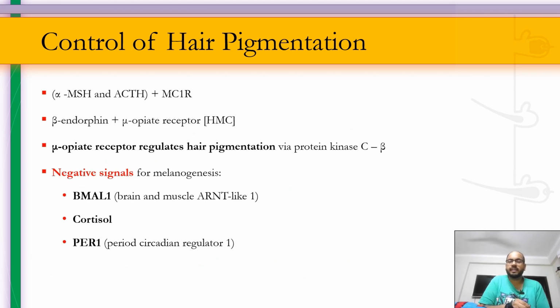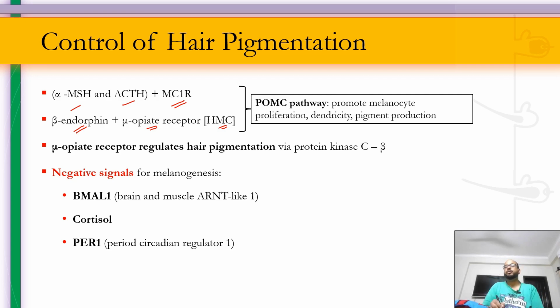Now, alpha MSH and ACTH are two different hormones. They interact with the MC1 receptor. Along with beta endorphin, this is another hormone which acts via the mu opioid receptor on the hair melanocytes. These two pathways are known as the pro-opiomelanocortin pathway. They promote melanocyte proliferation, dendricity, and pigment production and transfer. Mu opioid receptor also regulates hair pigmentation via protein kinase C beta.